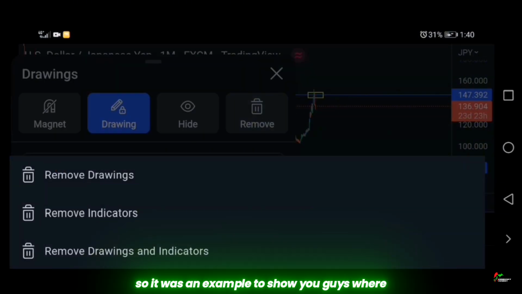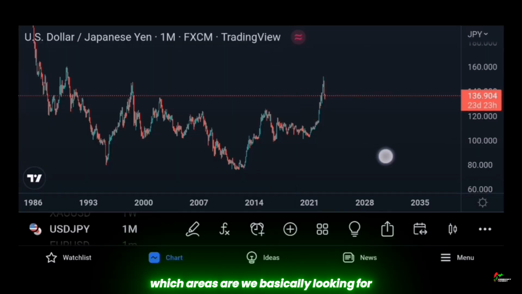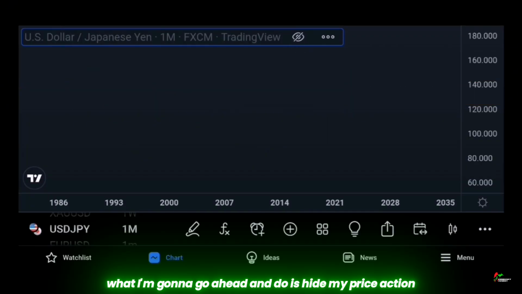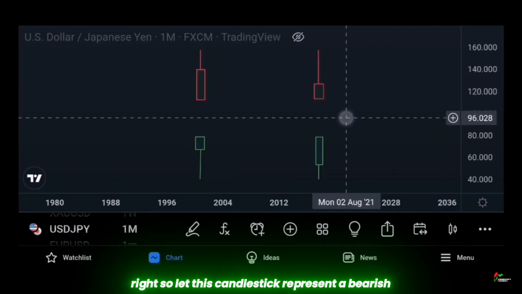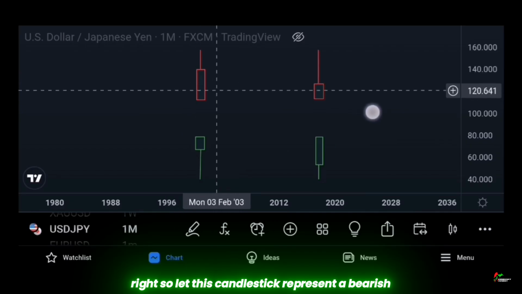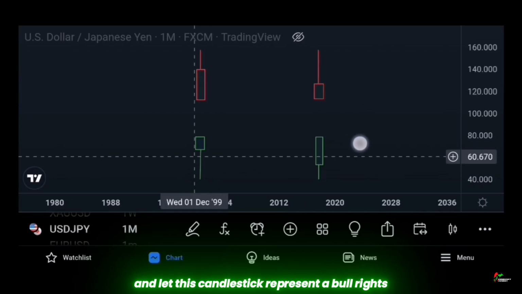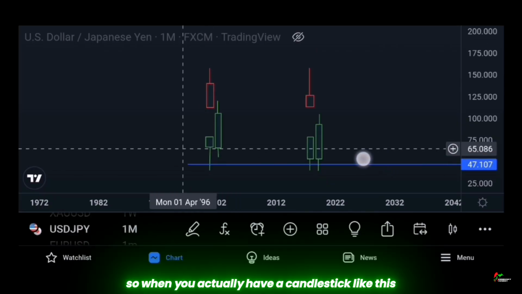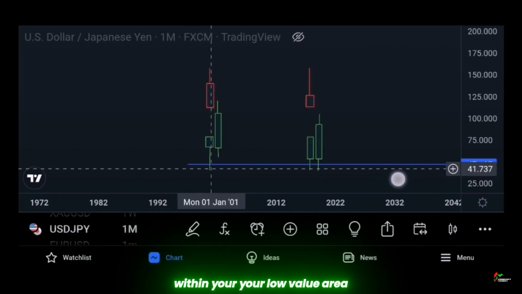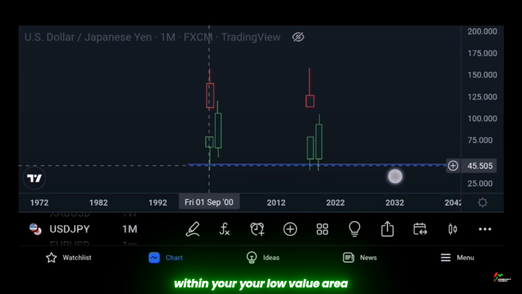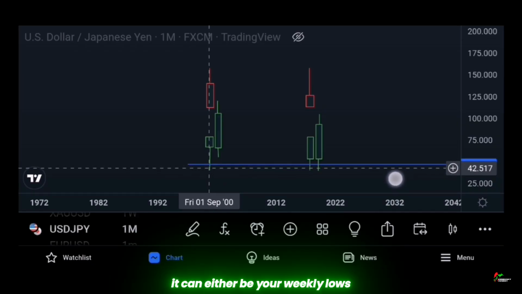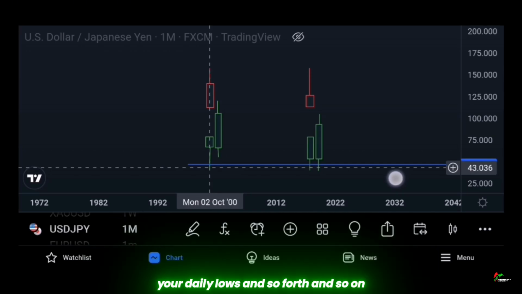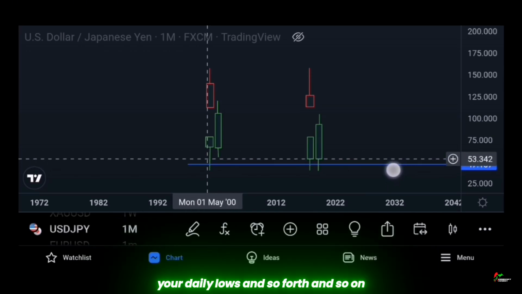It was an example to show you guys which areas we are looking for. What I'm going to go ahead and do is hide my price action. So let this candlestick represent bearish, and let this candlestick represent bull. When you have a candlestick like this within your low value area, it can be your weekly lows, your monthly lows, your daily lows, and so forth.